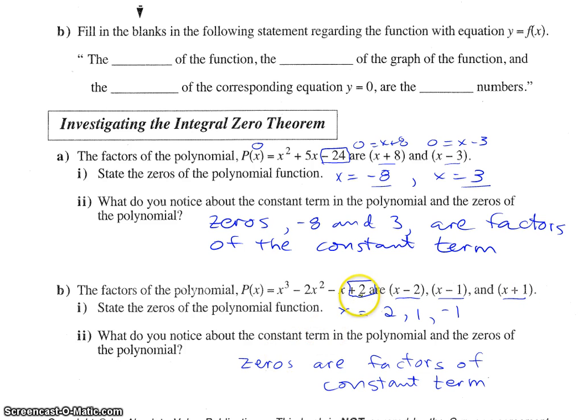So what do you notice about the constant term and those numbers again? Well, once again, those zeros are factors of the constant term, meaning factors of 2 would be 1 and 2, or -1 and -2, and those comprise some of those. Just like up here, factors of 24, well, there's quite a few, but definitely 8 and 3 multiplied together give you 24. They don't have to be multiplied together, but they do have to be multiplied with something to give you 24, some integer.